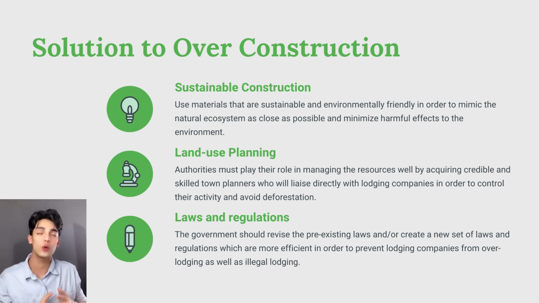And lastly, we need to look into our laws and regulations. The government plays a very vital role in making sure that our existing laws are complied with very well, or we can create a whole new set of laws and regulations which are more efficient, in order to prevent the logging companies from overlogging and doing illegal deforestation.